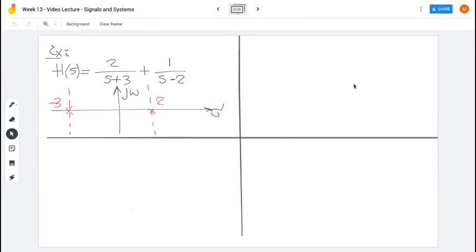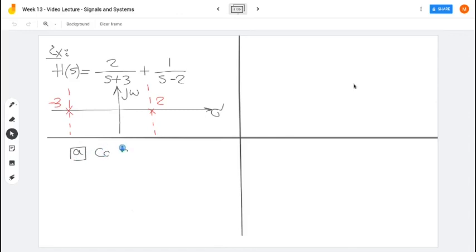So here we have H of s equal to 2 over s plus 3 plus 1 over s minus 2. So basically we have two poles. One pole located at minus 3 and the other pole located at 2. So first we need to find the impulse response, but in order to do the inverse Laplace transform we need to find the ROC. In the first situation, we're told to solve if the system is known to be causal.